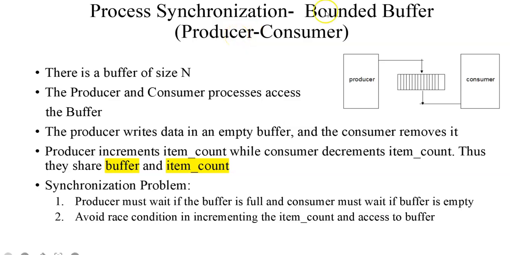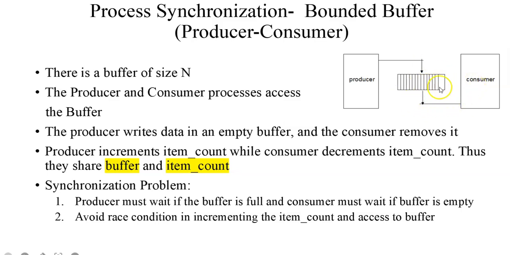Hello everyone, in this video we are going to discuss the bounded buffer or producer-consumer problem in process synchronization. In this problem, we have a buffer of size n shared between the producer and the consumer process. The producer process produces an item and stores it in the buffer. The consumer process consumes an item and removes it from the buffer.